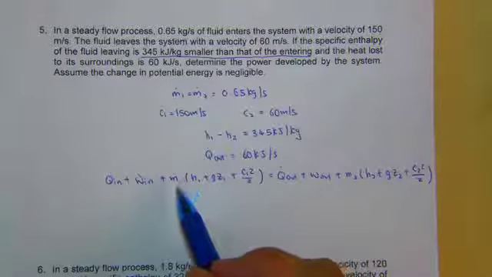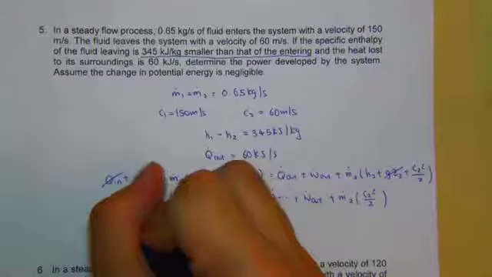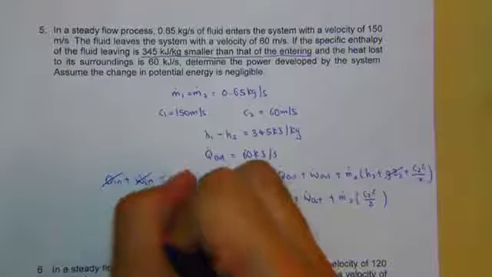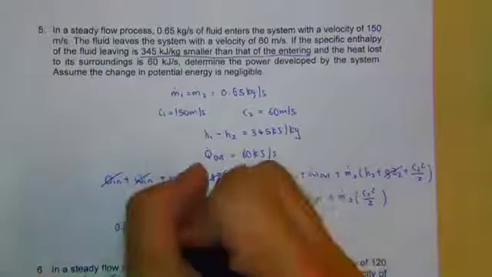plus m dot 1 C1 squared over 2 is equal to Q dot out plus W dot out plus m dot 2 C2 squared over 2. So we shift things to the left hand side. Then we plug in the values. 0.65, 3, 4, 5. So again, we work in kilojoules.